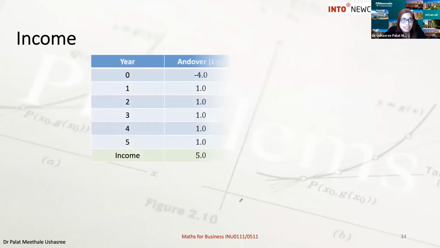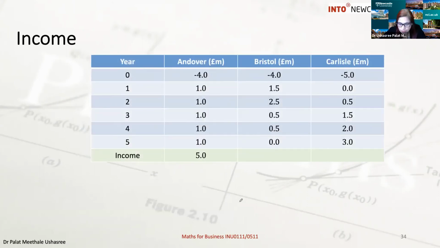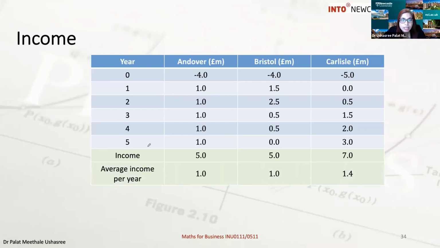Now let's look at their income. What is the income of each of them? A is 5 million pounds, B is 5 million pounds, and C is 7 million pounds. And the average income per year will turn out to be 1, 1, and 1.4.